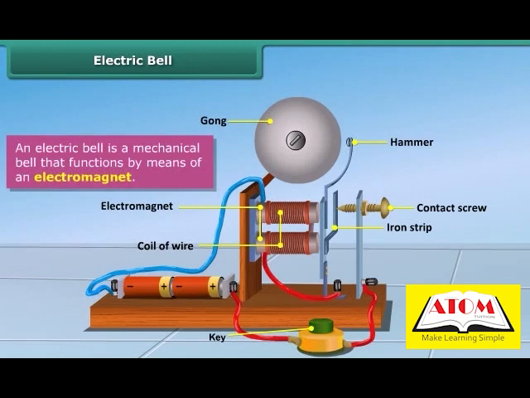When the iron strip is in contact with the screw, the current flows through the coil, turning it to an electromagnet. It then pulls the iron strip. In the process, the hammer at the end of the strip strikes the gong of the bell to produce sound.